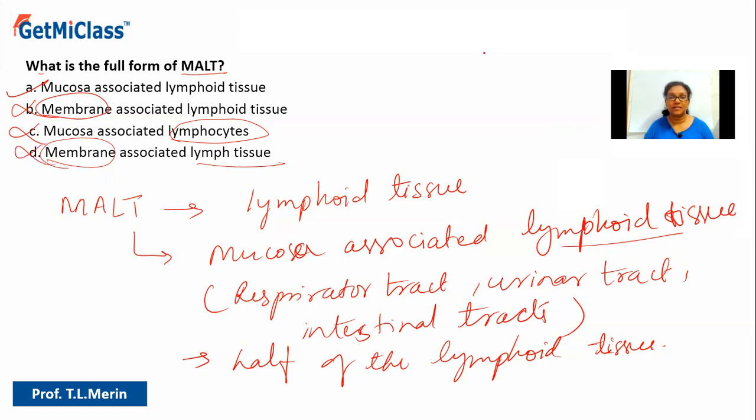So what is the correct answer? The correct answer is option A, that is mucosa associated lymphoid tissue. I hope you understood the explanation.